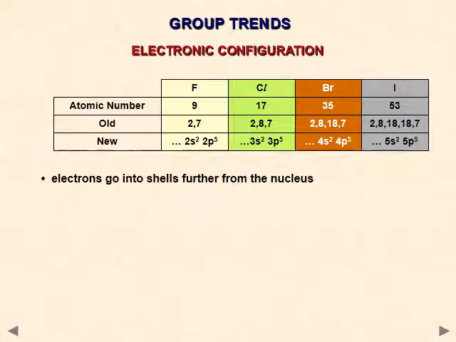Next property is their electronic configuration. So in your O levels you write the electronic configuration as in shells. So fluorine is 2,7, chlorine is 2,8,7 and so on. But from your A levels course you have learned about subshells and orbitals. So they all have s2p5 configuration of the valence shell.